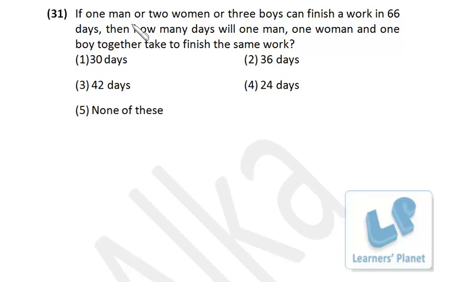So you can convert all of them to men, or all of them to women, or all of them to children, right? Whatever you feel like. So maybe I just convert all of them to boys. Now boys 3 and days 66. Now here 1 man is equal to 3 boys, 1 woman is equal to 3 by 2 boys, and then 1 boy. So how many boys are we having? 3 plus 1, 4, and 1.5. That is, we are having 5.5 boys, right?